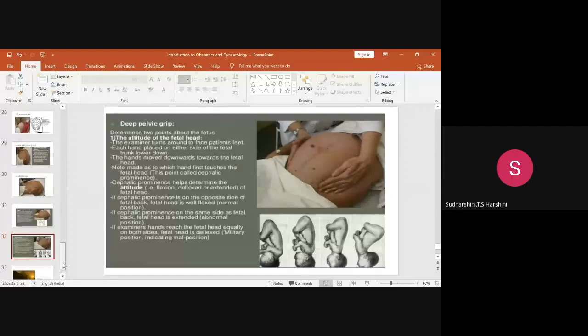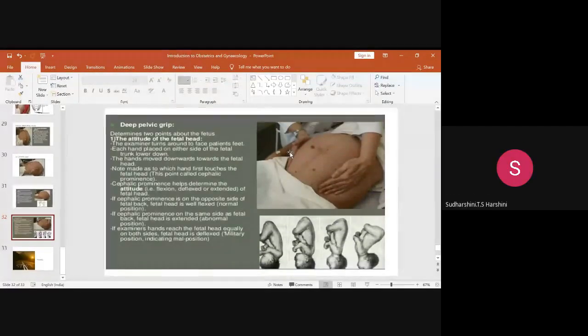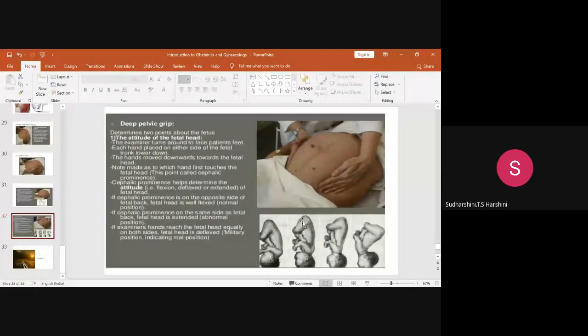Ma'am, one doubt. If the position of the baby is oblique, then how will we be able to correctly pinpoint? This is not for oblique. This is only for the longitudinal lie. In an oblique or a transverse lie, we are not concerned about all these things, because they'll go for section only. Transverse lie and oblique lie are indications for cesarean section, right? Yes, ma'am.